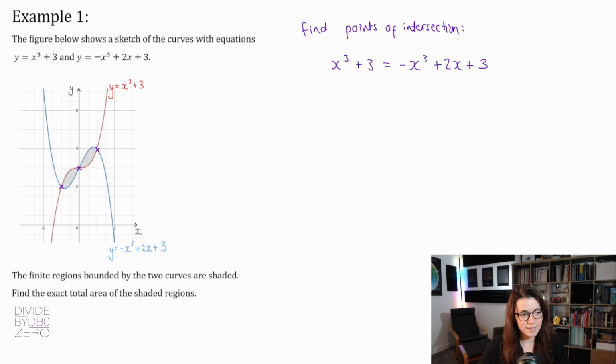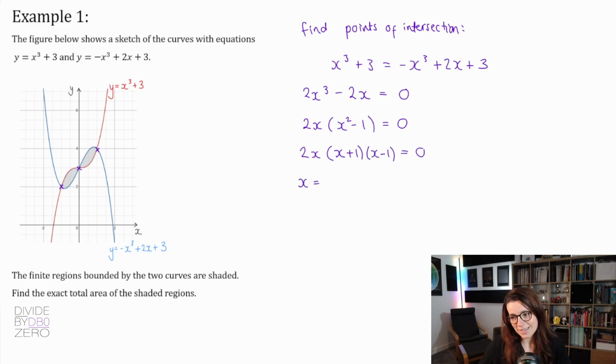If we rearrange this, we get 2x cubed minus 2x equals 0. We can then factorize and we get this. Factorize again, got a difference of 2 squares there. And so we end up with 3 answers for x. x is 0, x is negative 1, or x is 1. Those correspond to the points here on the sketch. So this one must be negative 1, this one must be 0, and this one must be 1.